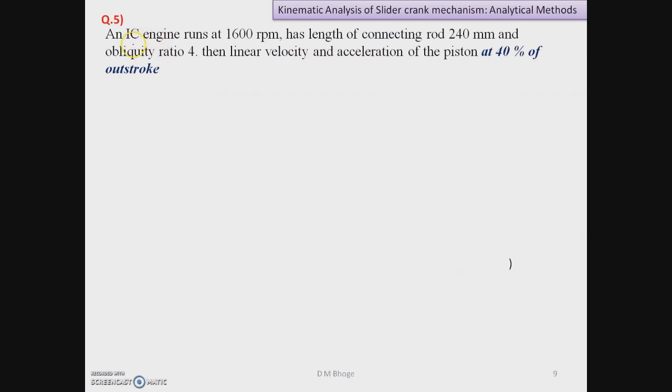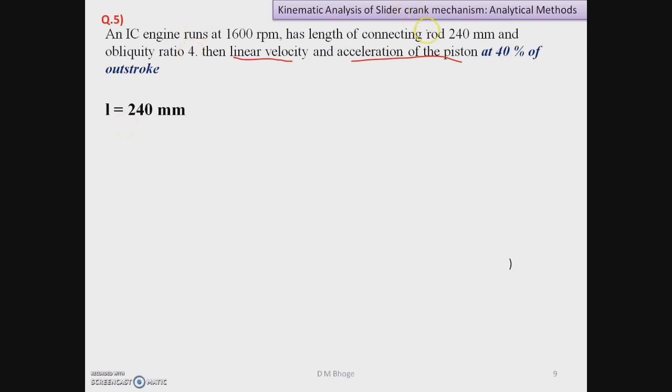Now example number 5. An IC engine runs at 600 rpm. Length of connecting rod is 240 millimeters and obliquity ratio is 4. We have to determine the linear velocity and linear acceleration of piston at 40 percent of the outstroke.